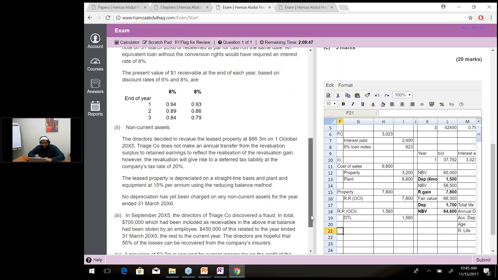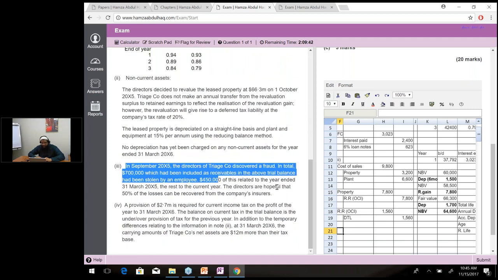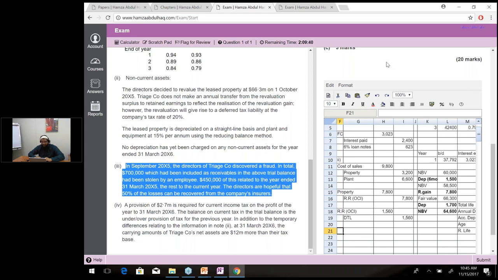So now we have completed adjustment number 2. Any questions for adjustment 2? Then we will be moving towards adjustment number 3.